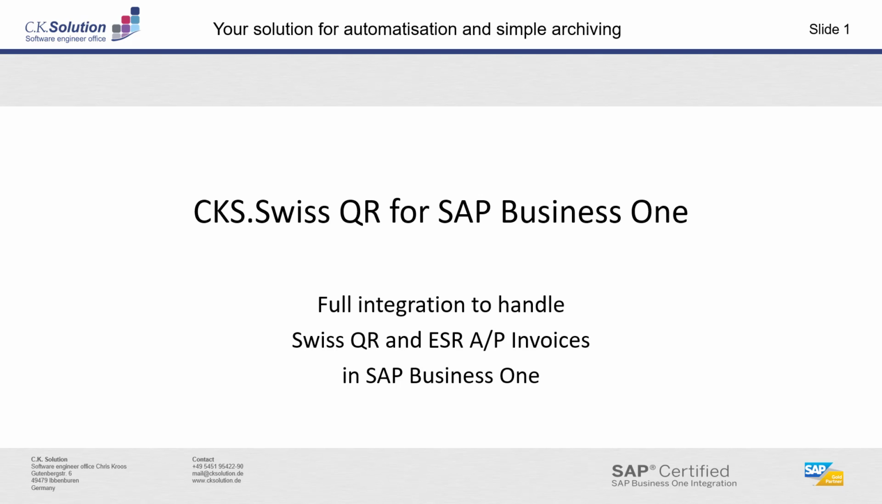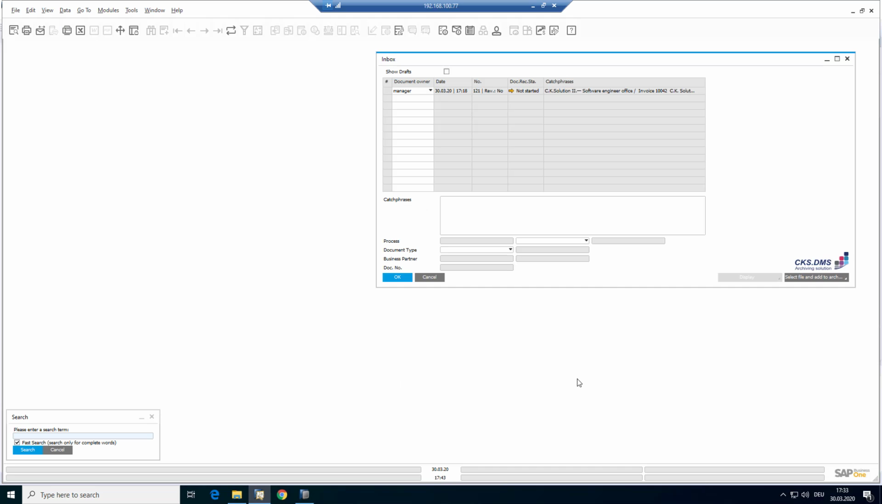I'm gonna show you today our new CKS Swiss QR add-on for SAP Business One. This add-on is based on a document management system and was amended to handle the new QR invoices for Swiss. It can also handle the old ESR standard.